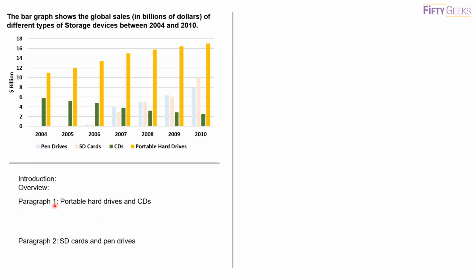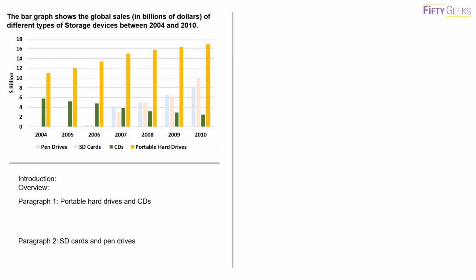Now we will compare the data of hard drives and CDs for the first body paragraph. I will only write the main features of the chart. I will take the data from the beginning, middle, and the last years, as it will be easy to express and compare in writing. So I will take the years 2004, 2007, and 2010. Here I can see that the sales of portable hard drives are increasing with each passing year, but in case of CDs, sales are declining year after year.